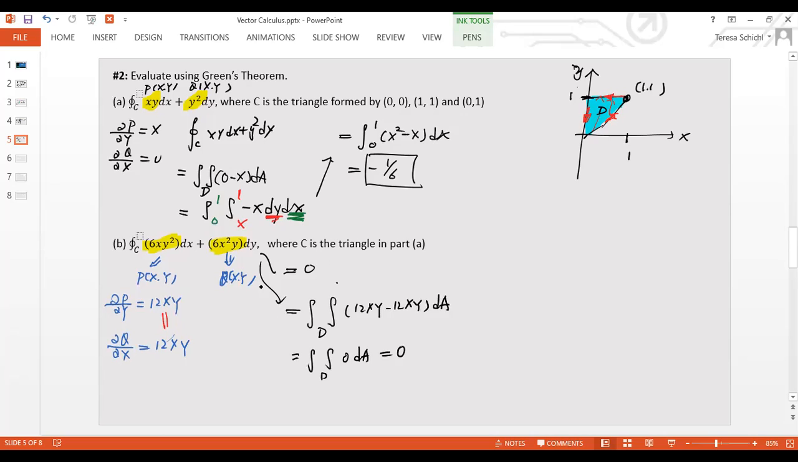So this is consistent with what we learned before. If it is a conservative field, then for a closed path, the integration will be 0. So here it's still the same.